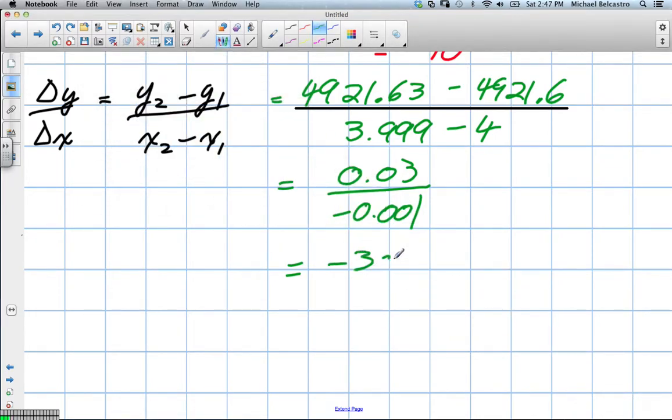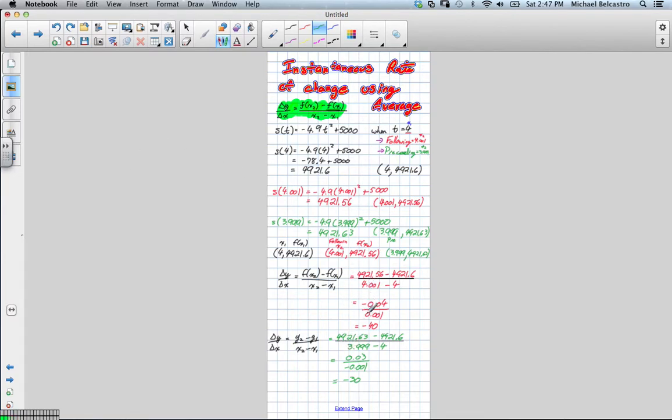We got negative 30. Well, considering these points are supposed to be extremely close to each other, notice our rates of change are very, very different. One of them is a rate of change of negative 40, and the other one's negative 30. If that was a slope, those slopes are pretty different in terms of the rate of change. So this is not quite as accurate as when we found instantaneous rate of change using that difference quotient. Okay? Another way you might do this is sometimes they take those two values and divide by 2, and you find the average between them.